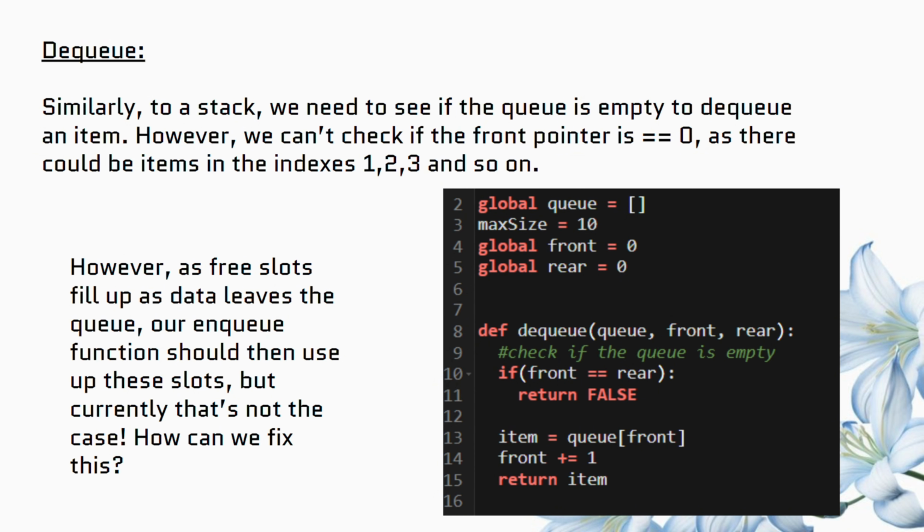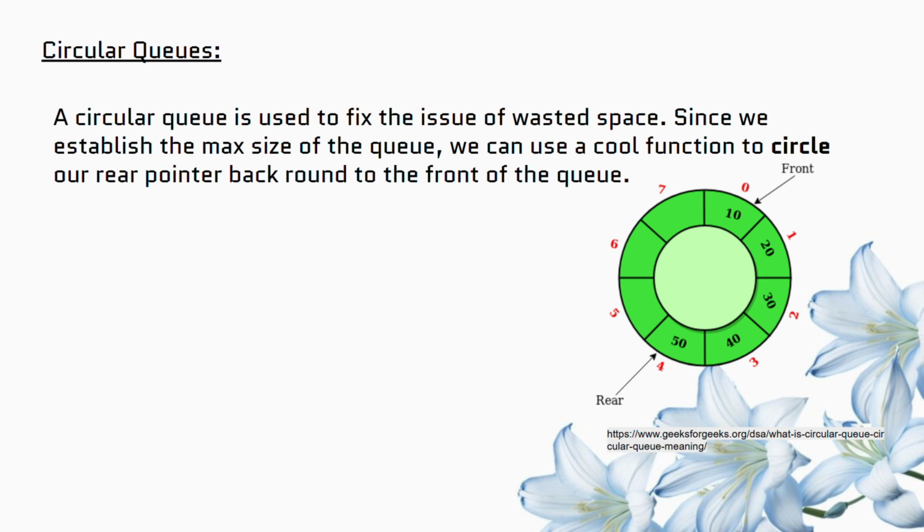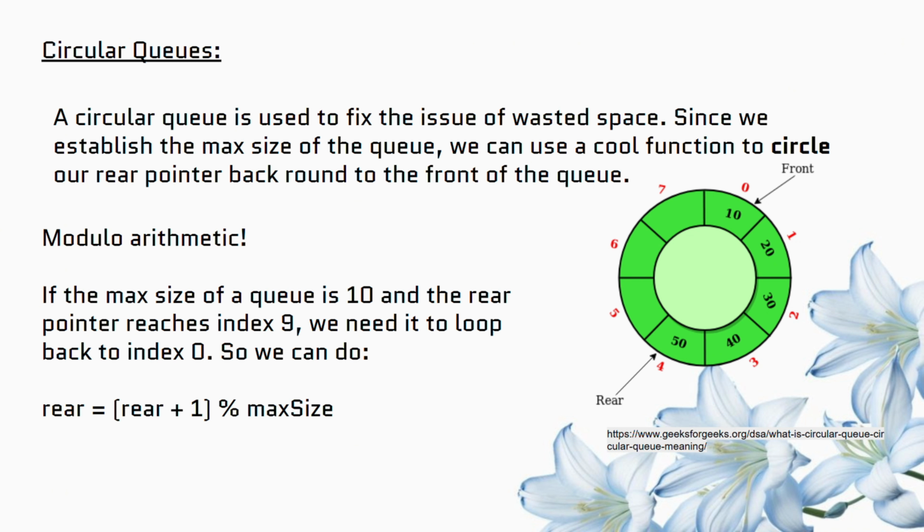So how do we fix this? How do we deal with this issue? We do something called modular arithmetic, which is a bit of a spoiler. But we want the front and rear to circle back around to index 0 once it reaches the max index, which in this case is 7 because the queue has a size of 8. So how do we do that?